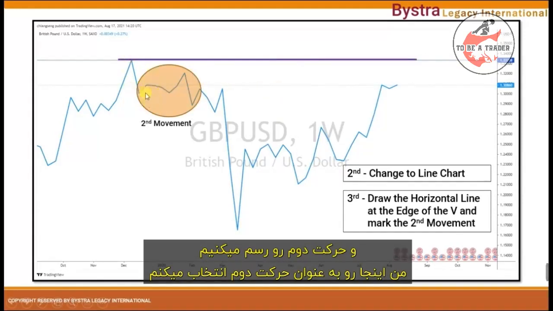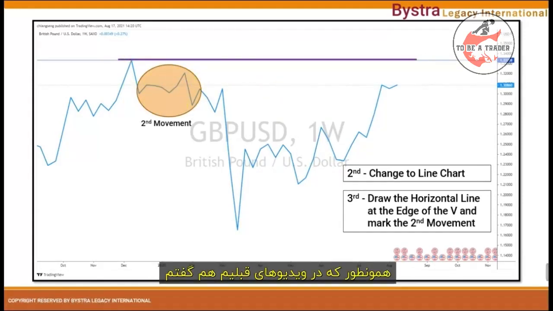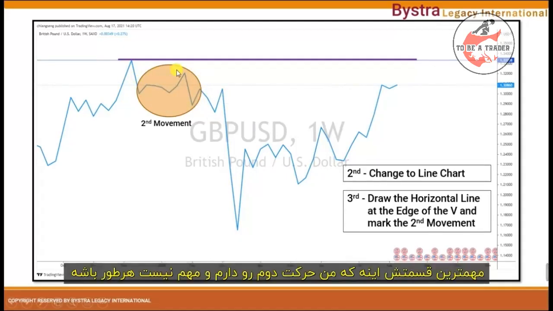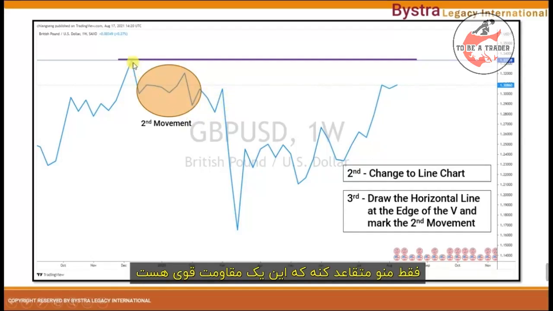So I will choose this area as a second movement. As I said in my previous videos, the second movement doesn't have to be an L like this. It can just be this whole area as a second movement. Most important is that I have a second movement, no matter how, that convinces me that this will be a strong resistance.